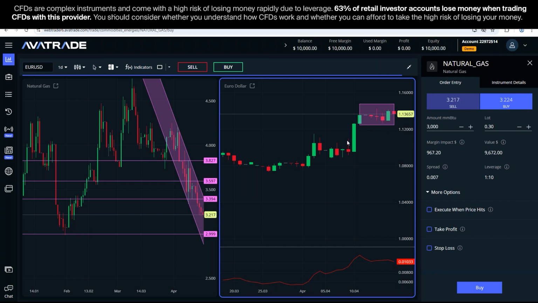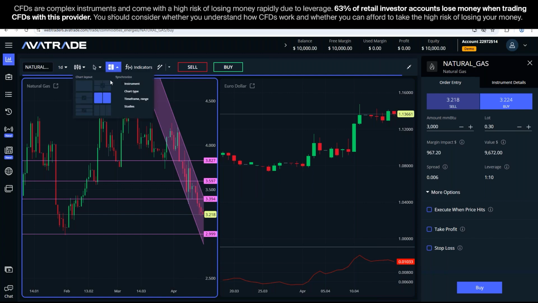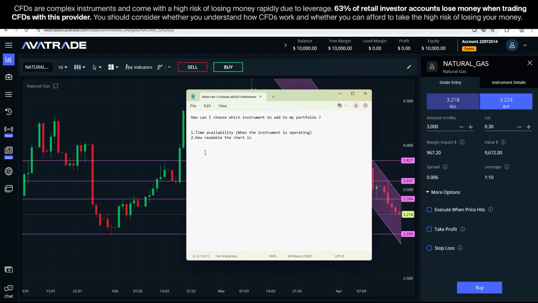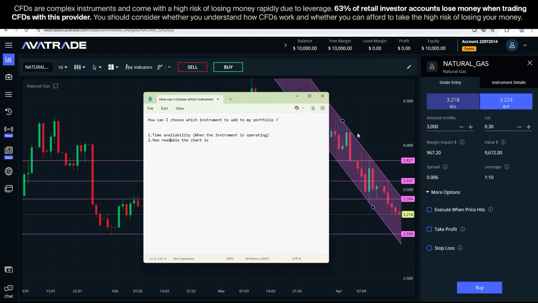If this seems to me like something I'm not going to enjoy analyzing, no problem. This is the power of diversification. I can say natural gas makes more sense to me. And as we demonstrated prior with the strategy we wrote down, you remember 500 and 100, I can then achieve my goal with a different instrument. So how can I add a new instrument? This is one of the ways: how readable the chart is.